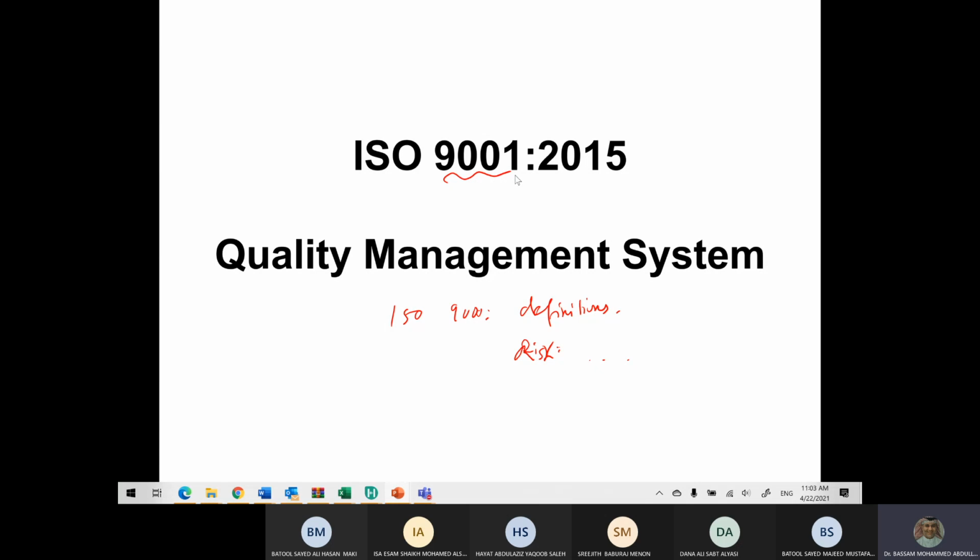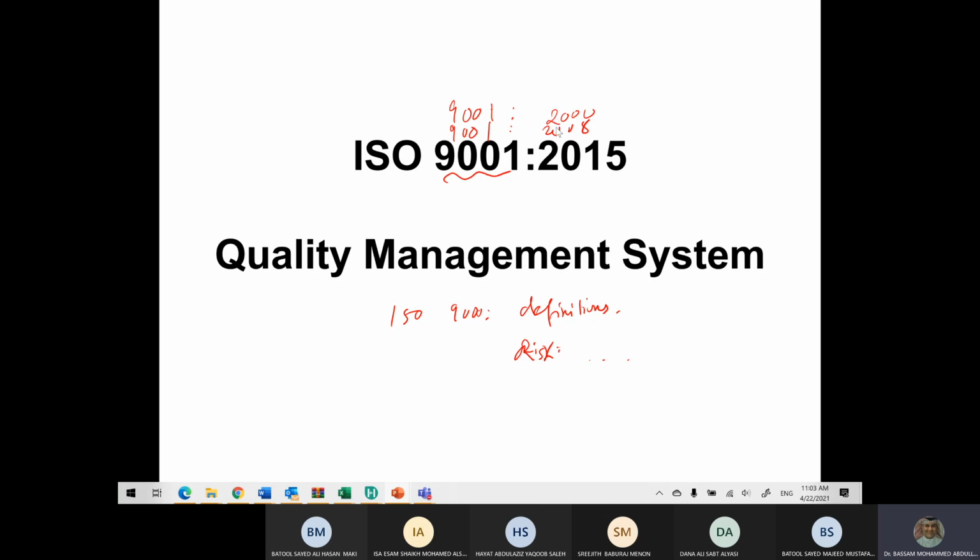Okay. What is the version of that quality management system? It is 2015. Why? Because there was something called 2000, and after 8 years, they made a new updated version in 2008, and after 7 years they made a new one, 2015. Okay, so we are going to study together 2015. So we are not going to study the earlier ones.